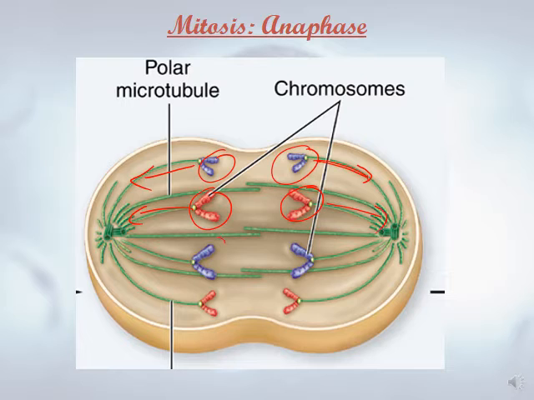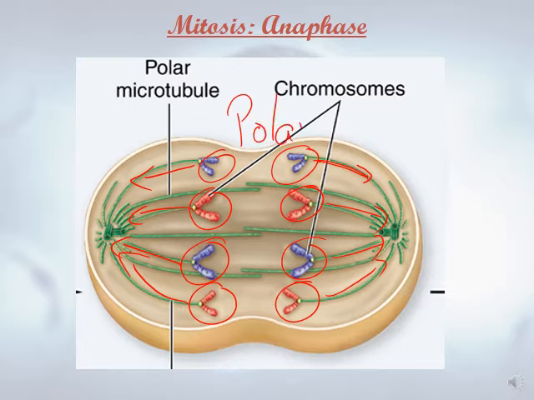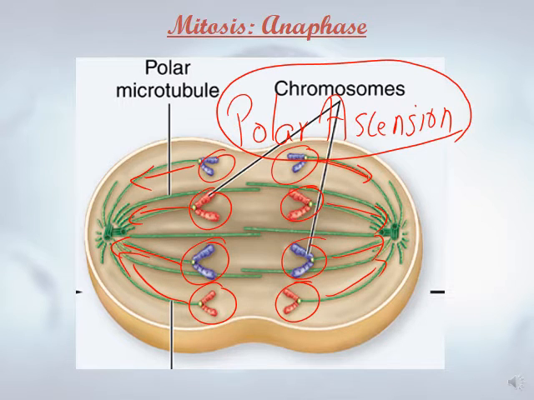Each chromatid moves to the opposite pole of the cell, forming what's known as polar ascension. So this is called polar ascension. This is the key word here. As in metaphase, where we have the equatorial plate, the result here will be two identical groups of chromosomes, each chromosome made up of one chromatid at the opposite pole of the cell.